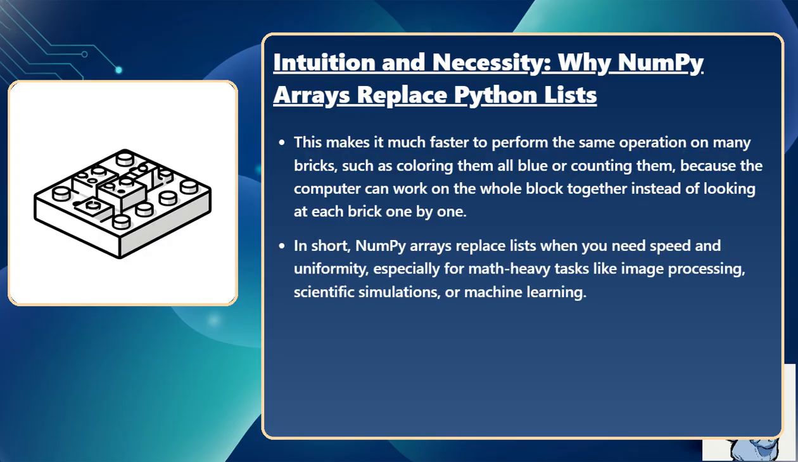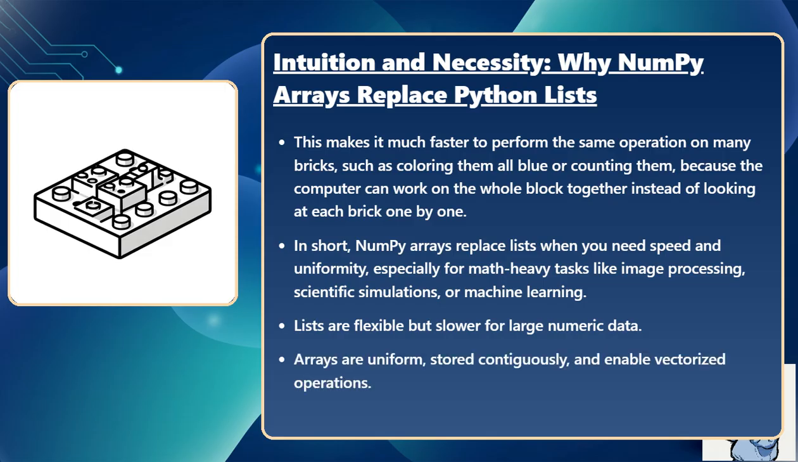In short, NumPy arrays replace lists when you need speed and uniformity, especially for math-heavy tasks like image processing, scientific simulations, or machine learning. Lists are flexible but slower for large numeric data. Arrays are uniform, stored contiguously, and enable vectorized operations. The speed gain can be dozens to hundreds of times for big data sets.